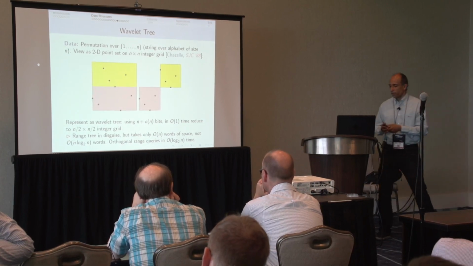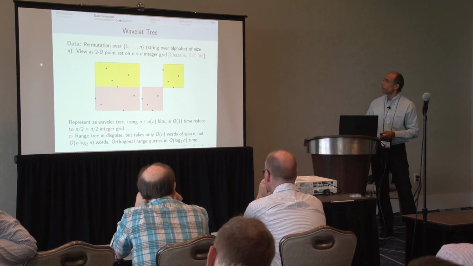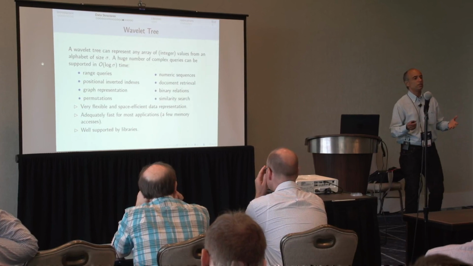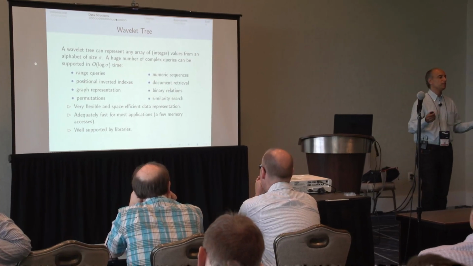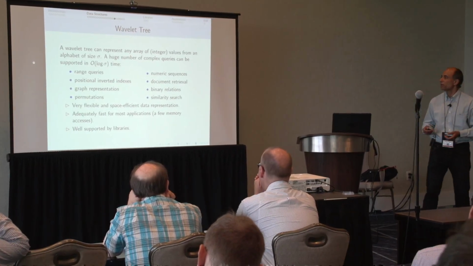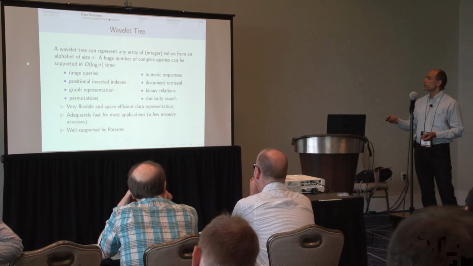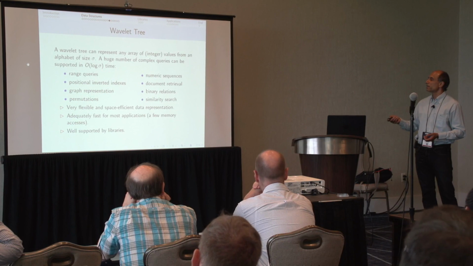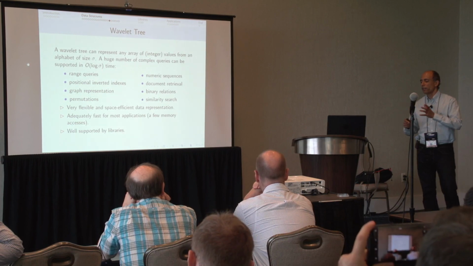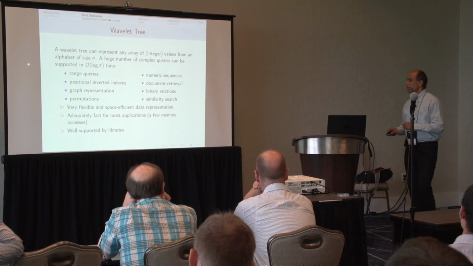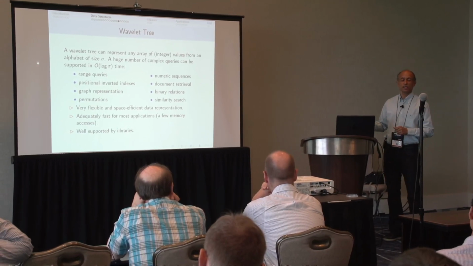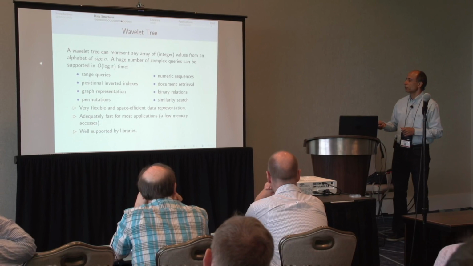So that's the one view of the wavelet tree. And because it's a range tree, whatever you can do with a range tree, you can basically do with a wavelet tree. You do range queries, there's a whole bunch of stuff. We'll talk about this a little bit later, but basically any kind of orthogonal range search you can do using a wavelet tree. It's a very fundamental data structure, and it's very well supported by libraries.